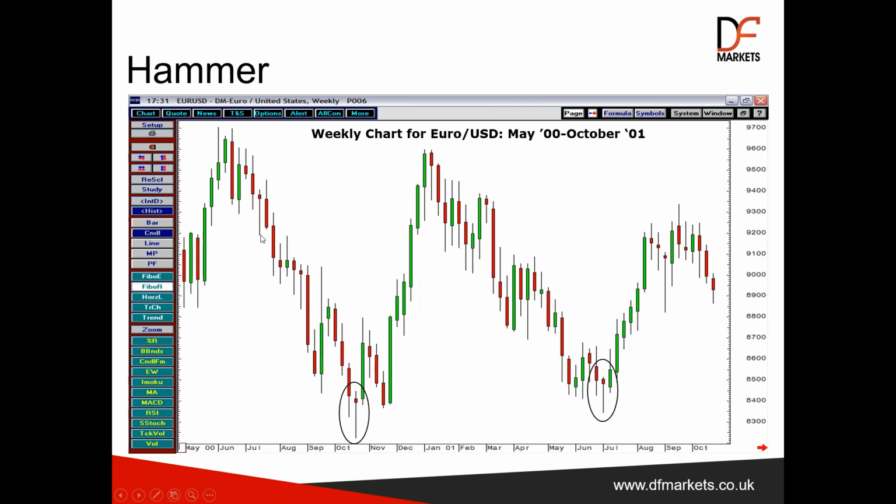This one, debate often rages about. We are off the highs, but it's the right shape again, small real body, long lower shadow.